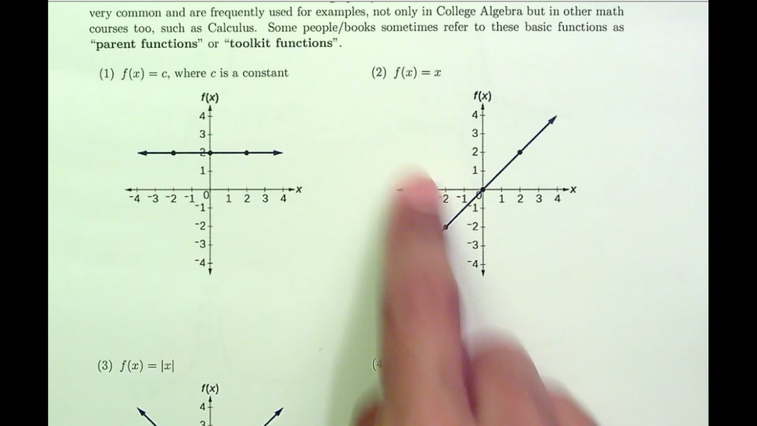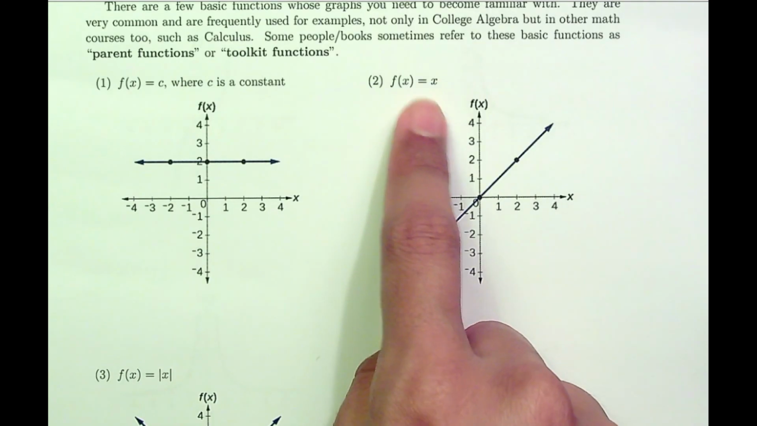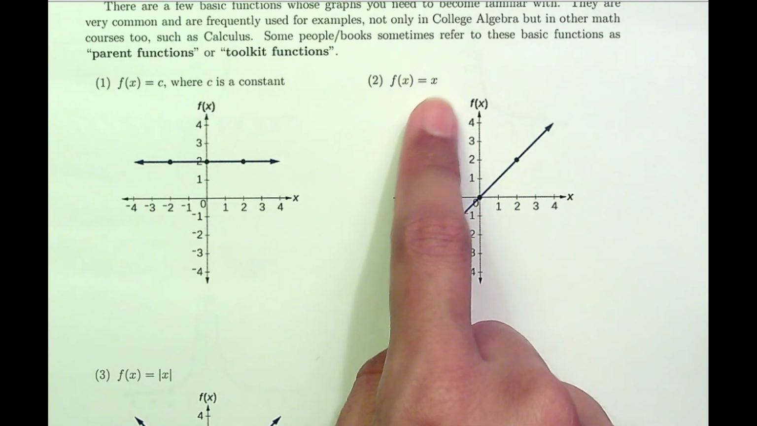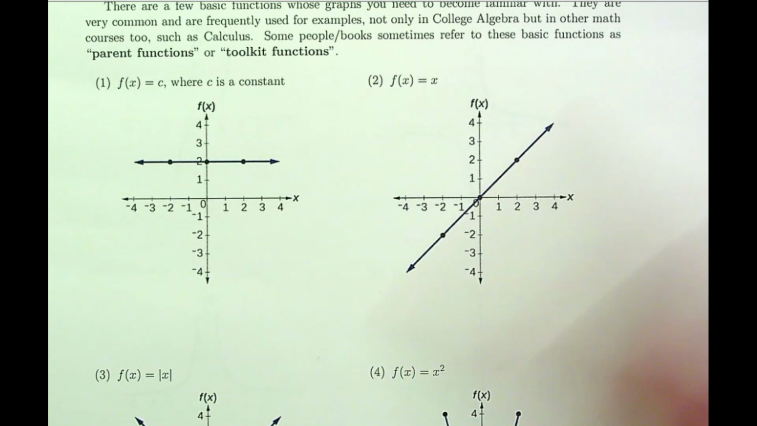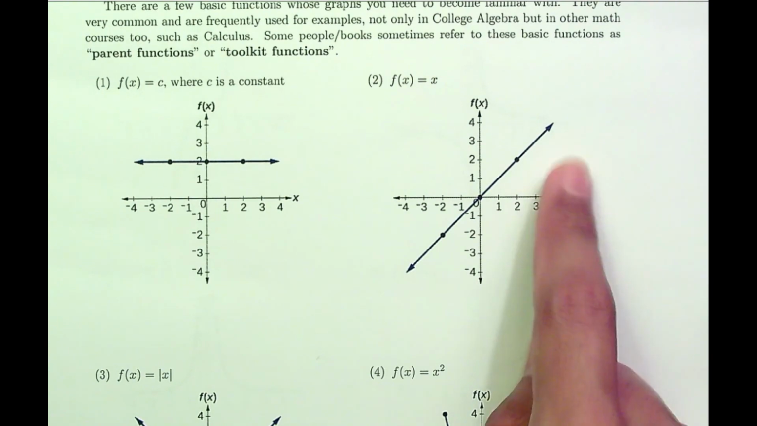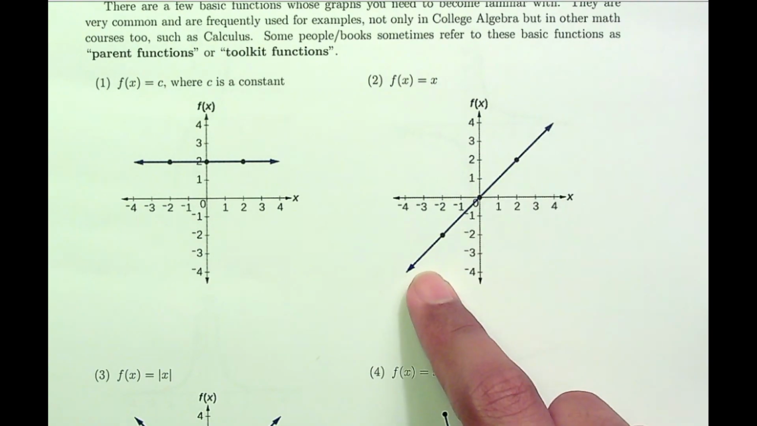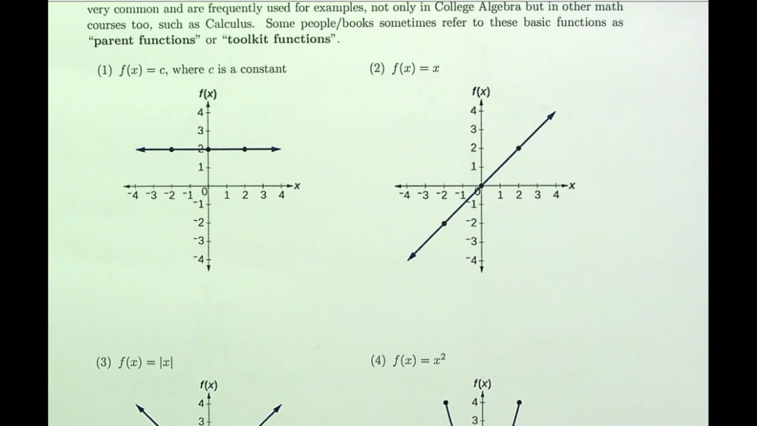The basic function f of x equals x, or y equals x, looks like a line, and it perfectly divides the first and third quadrants in halves. Okay, so that is y equals x, or f of x equals x.